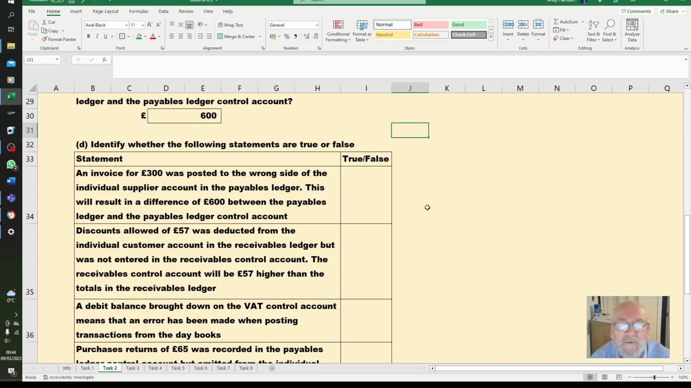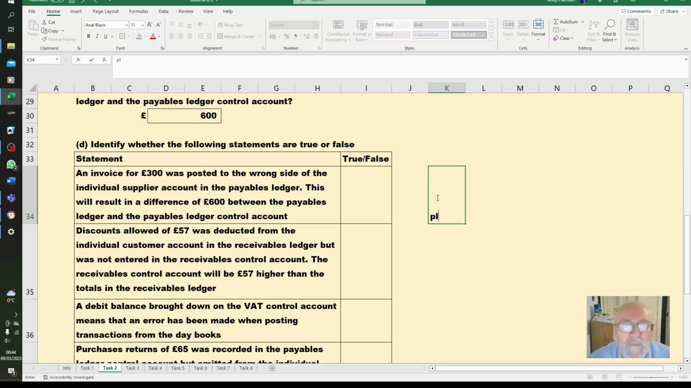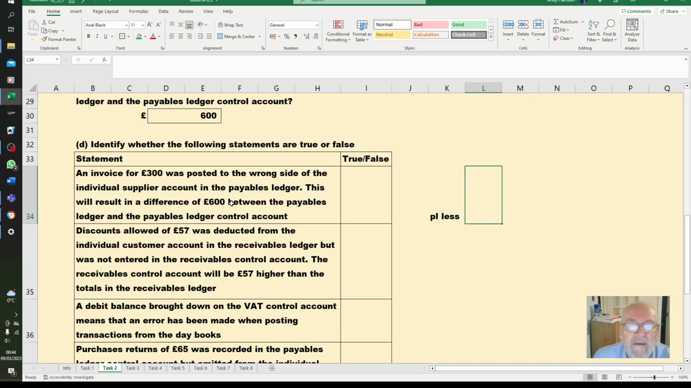So an invoice for £300, the wrong side of the individual supplier account. So it should be including in the account, it should be increasing the supplier's account. So actually the purchase ledger, because we put it on the wrong side, would be less. Then it should be resulting in 600. Well, that's fine. Actually, it's not saying whether it's more or less, but anything, if it's the wrong side, that's okay. The purchase ledger is less.